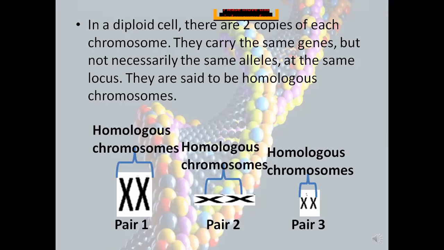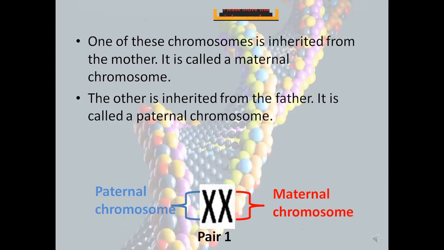So these are homologous chromosomes, pair 1, pair 2, and pair 3. One of these chromosomes is inherited from the mother, and the other is inherited from the father. The chromosome that is inherited from the mother is called the maternal chromosome. The other, inherited from the father, is called the paternal chromosome. So here we have paternal and maternal chromosomes.